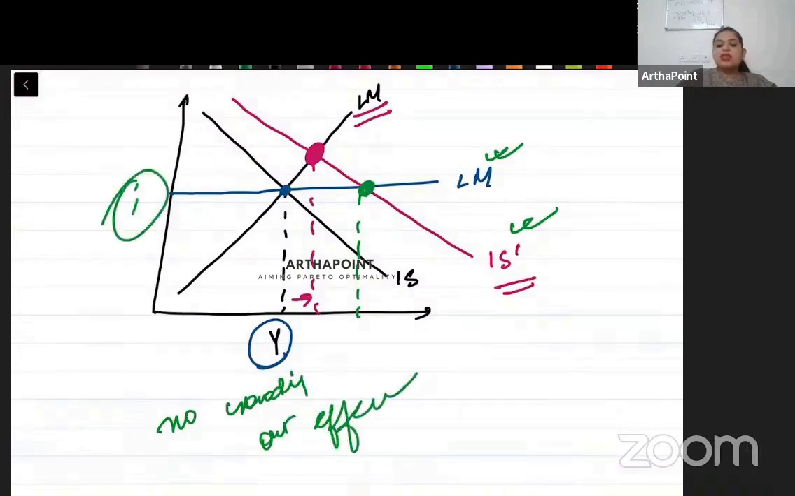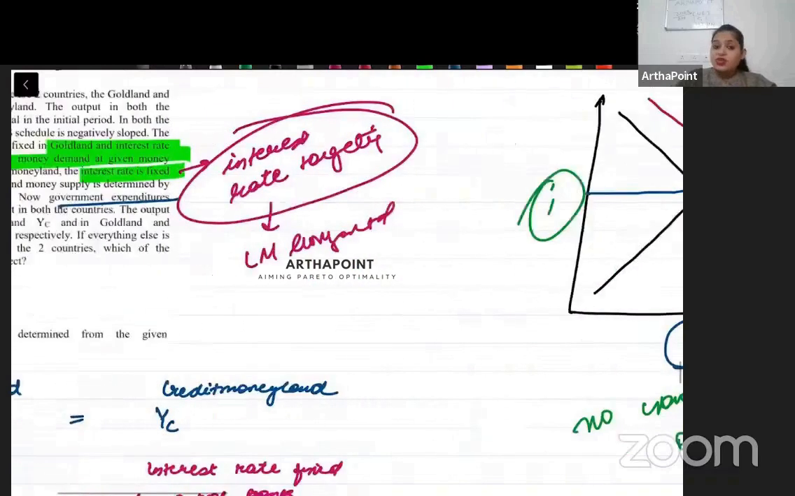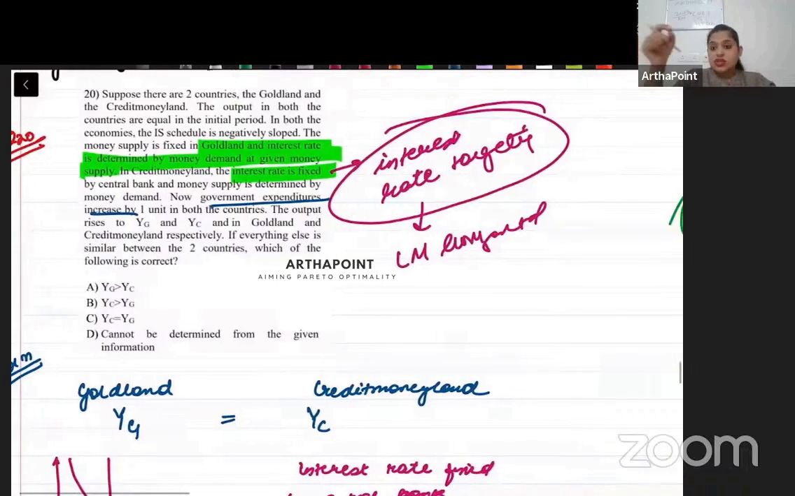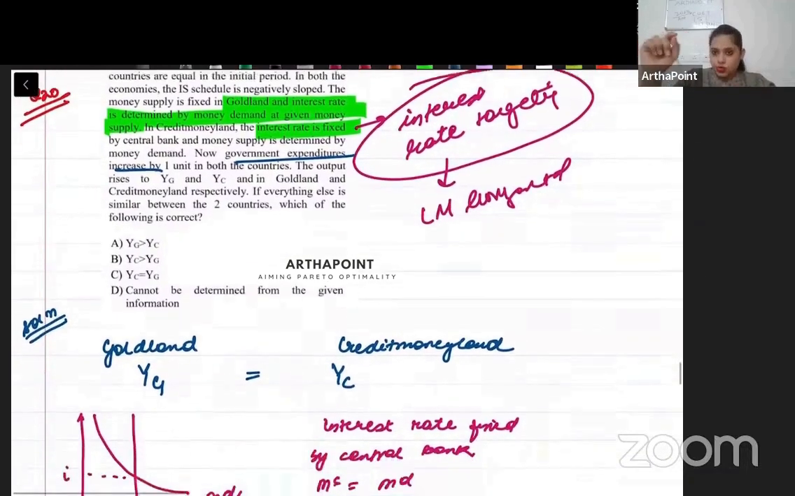Interest rate is unchanged when government increased its expenditure. So when there is no crowding out effect, output will increase by more, right? Very tricky question, because they didn't mention whether LM is horizontal, vertical, etc. They said that interest rate is fixed. And that is why the interest rate targeting concept should be clear to you, right?